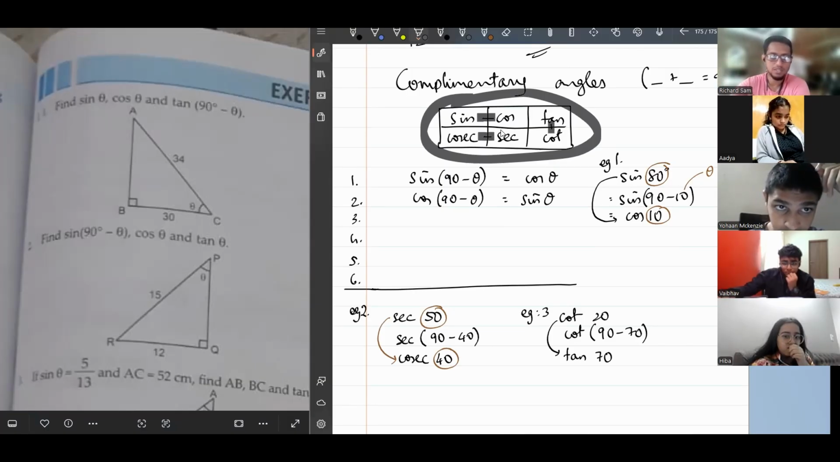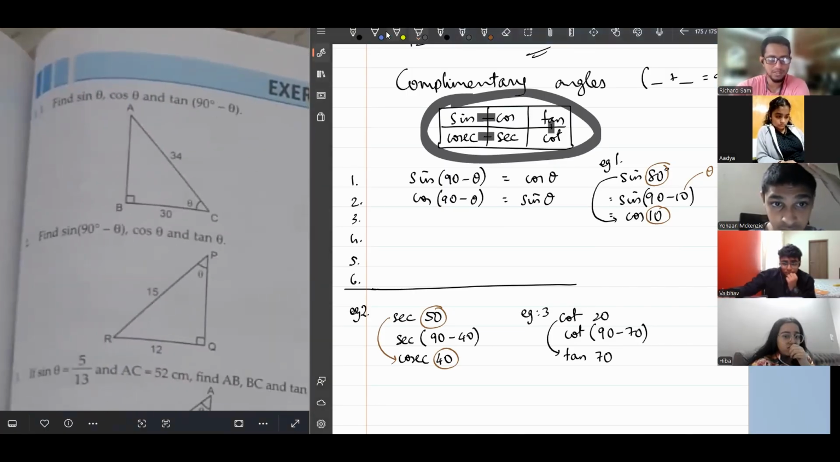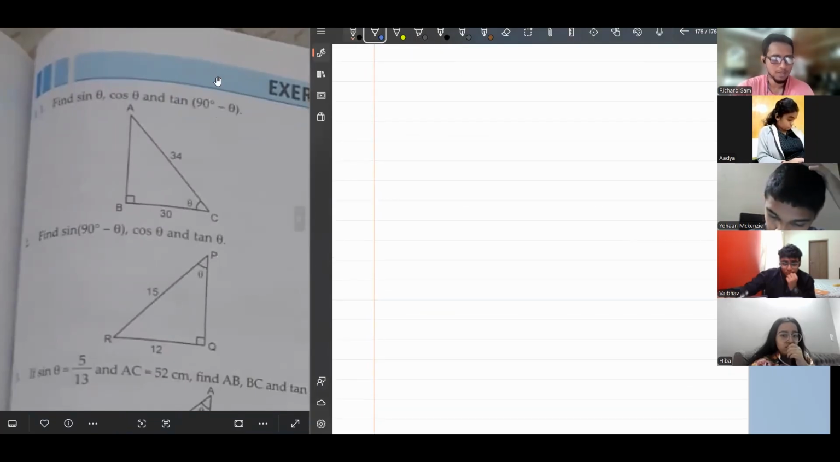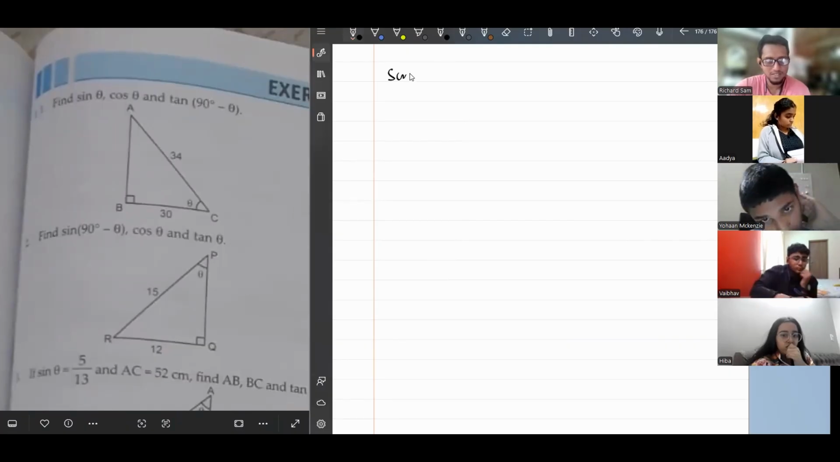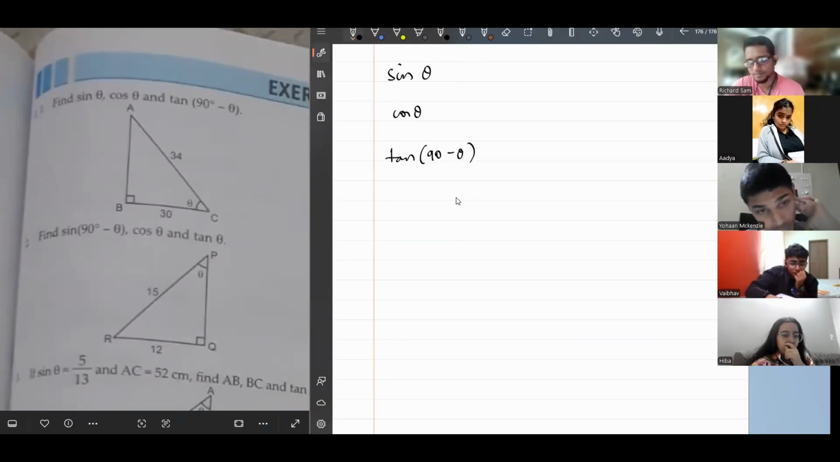Okay. All right, now a sum from your textbook, exercise 19A, question 1. Find sine theta, cos theta, and tan 90 minus theta. Okay. So here's the first time you're seeing 90 minus theta in a question. Now sine theta, you know how to solve. You know the formula. Cos theta also, you know the formula. Tan 90 minus theta. What do we do with tan 90 minus theta? We'll convert 90 minus theta into theta.